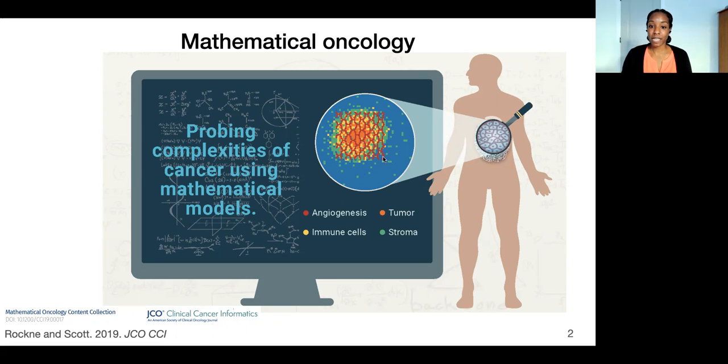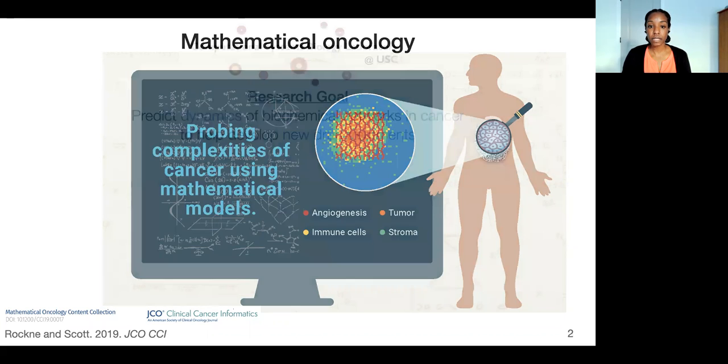So many different processes. Here I'm just showing angiogenesis, the formation of new blood vessels, different cell types, including tumor cells, immune cells, and then also the stromal compartment. And there are processes that are happening on different length and time scales. And so having mathematical models and a mathematical and quantitative understanding of what's happening in the tumor can be very helpful.